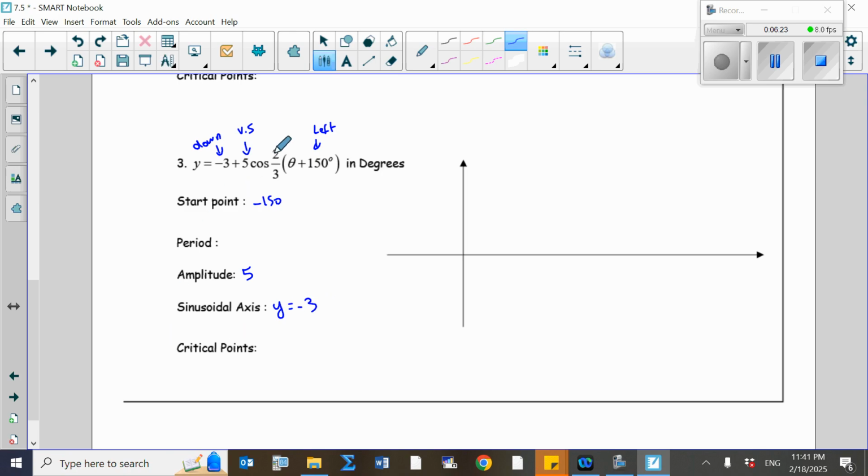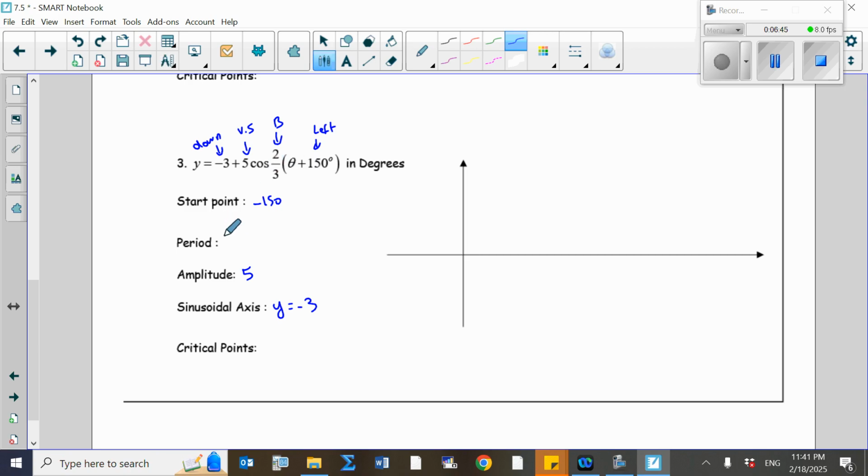Now let's look at this value. This is a number which is multiplied by your theta. It's after the name of the function and it's right before the theta. So this is the b value that is going to create a horizontal stretch or compression. Since this value is less than 1, you will have a horizontal stretch.